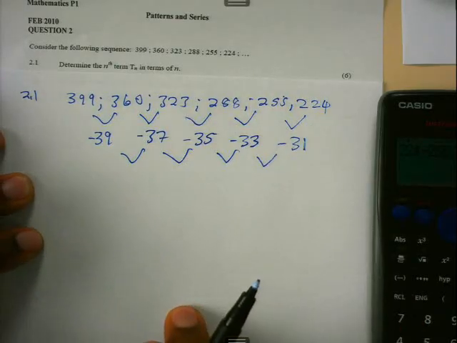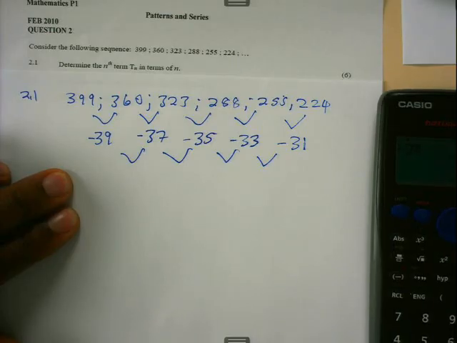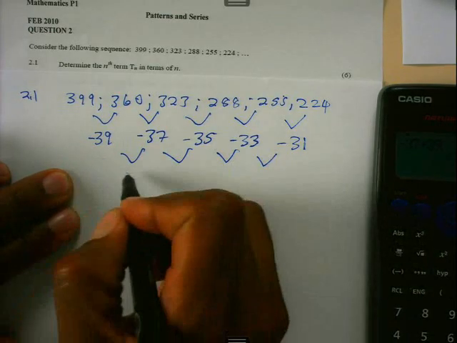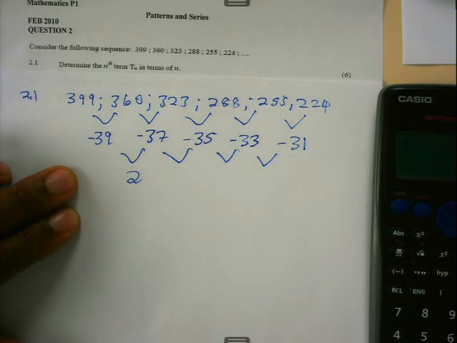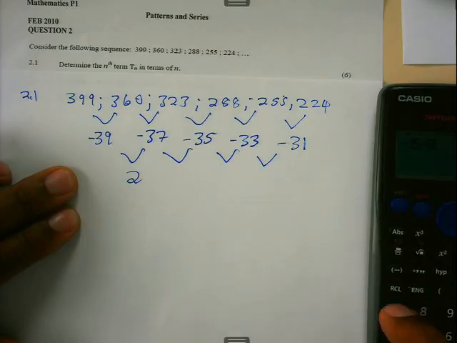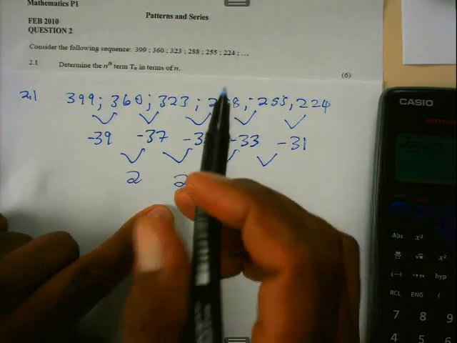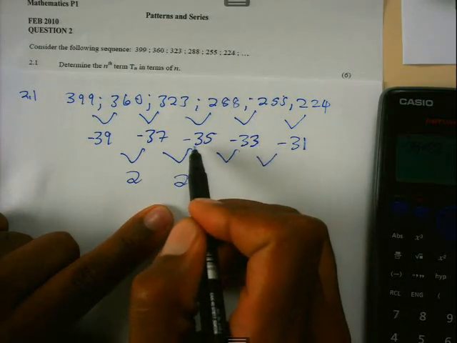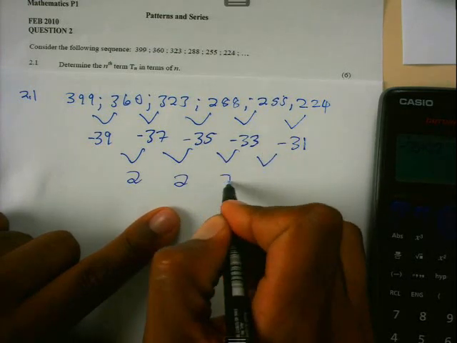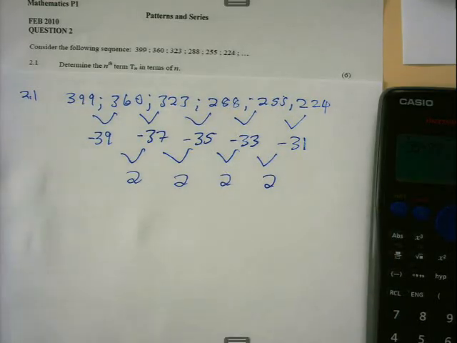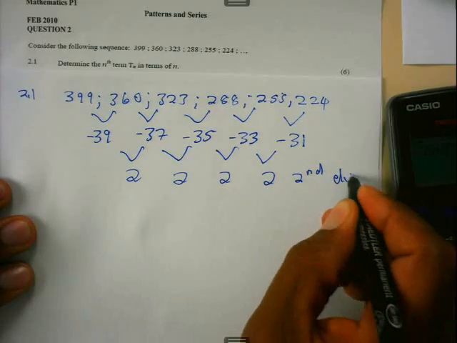But let us see if we can have the same second difference. We have minus 37 plus 39, and the answer there is 2. You do the same: minus 35 plus 37, now you have 2. Then minus 33 minus minus 35: negative times negative is a plus, therefore we have 2. I can see the second difference is the same.